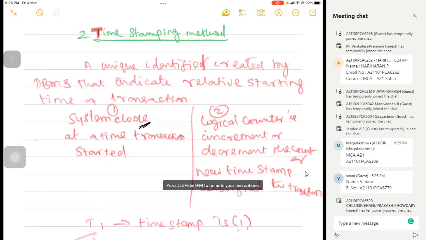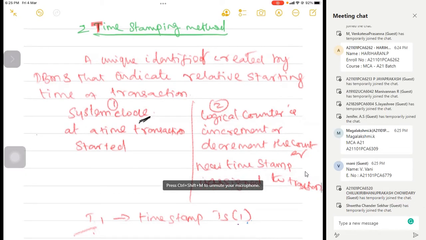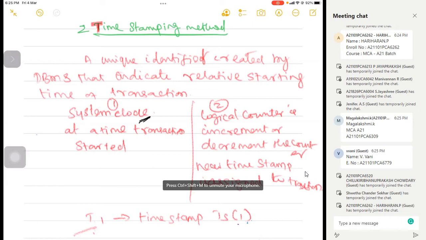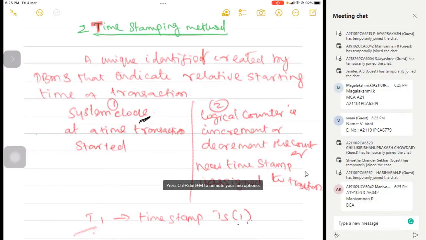Okay, here the system clock at the time of transaction start. There are two operations carried out. One is the system clock. The system clock at the time the transaction is started. Second process is a logical counter is incremented or decremented. New timestamp is assigned to the transaction. என்னன்னு தெரியுதுல? முதல்ல டிரான்சாக்ஷன் வந்த உடனே சிஸ்டம் கிளாக் வந்து டைம் ஸ்டார்ட் பண்ணிடுது.